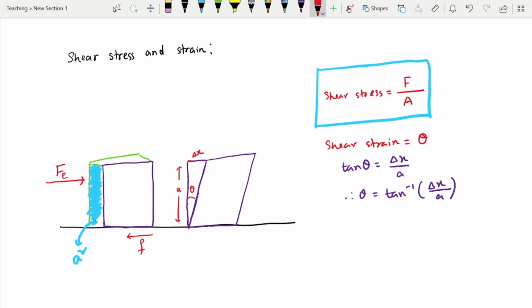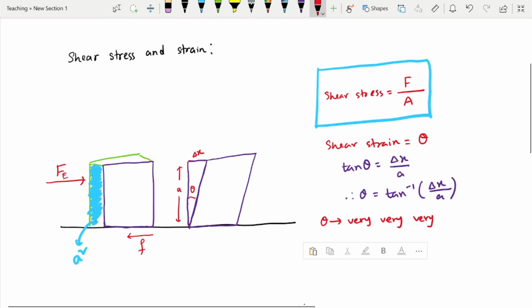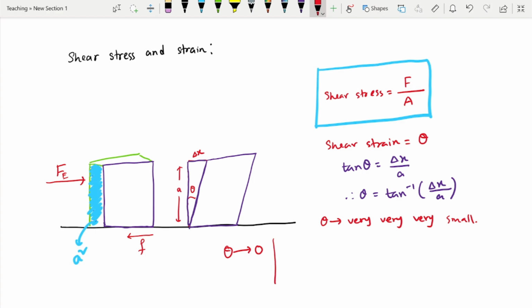Now this angular displacement has a property that the value of theta must be very, very small. So the magnitude must be very small, and the value of theta tends to 0. If theta tends to 0, then tan theta is equal to sine theta. So these are the things we must really consider while studying shear stress and shear strain.